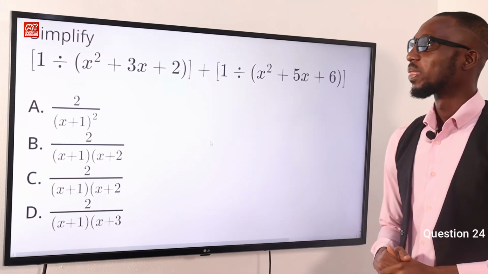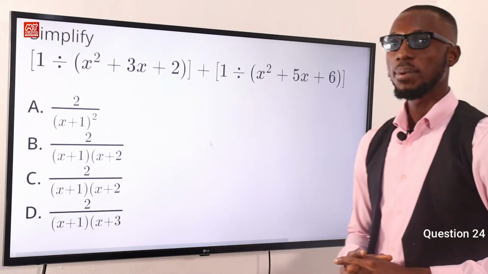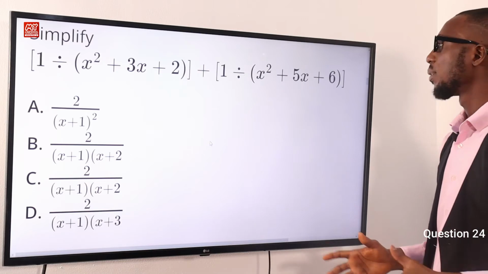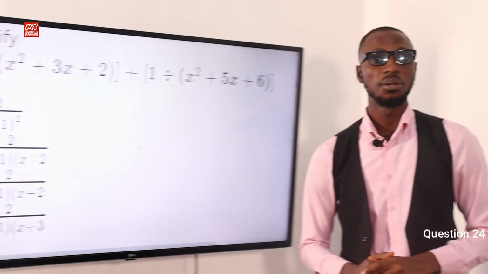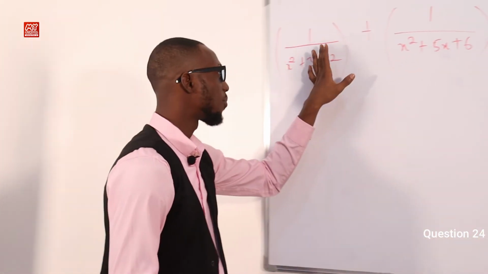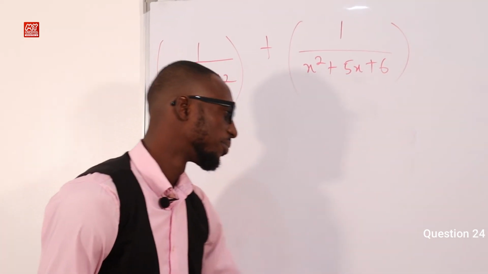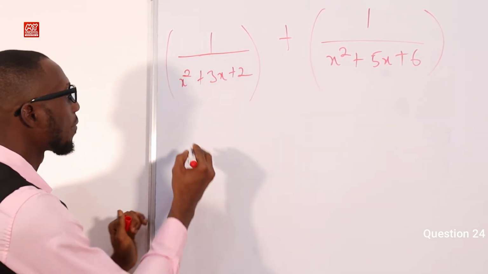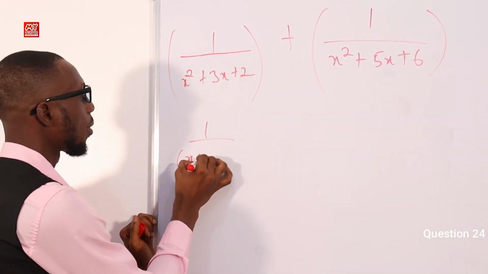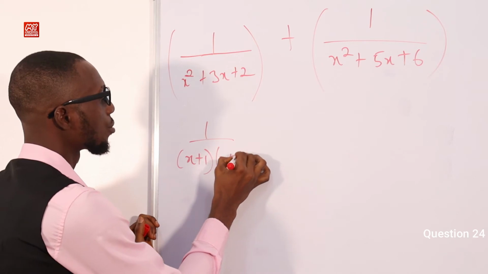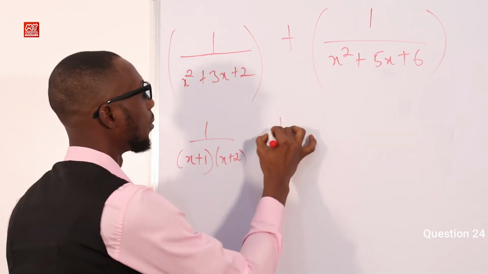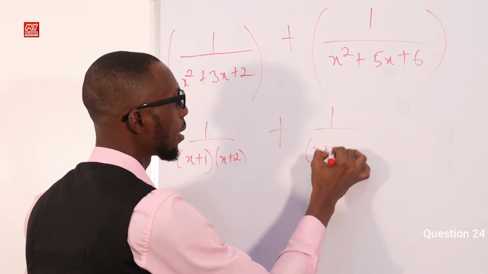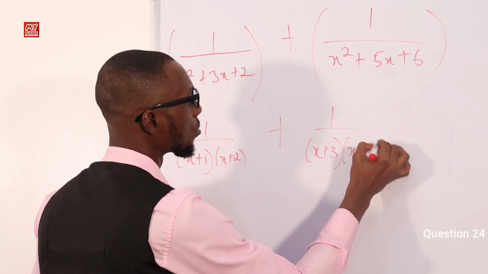Question 24. Simplify 1 divides x squared plus 3x plus 2, then we have plus 1 divides x squared plus 5x plus 6. Okay, so the divide means over. When we factorize the denominator, what we should have here is 1 over x plus 1 and x plus 2. Then for this, when we factorize the denominator, we should have x plus 3 and x plus 2.